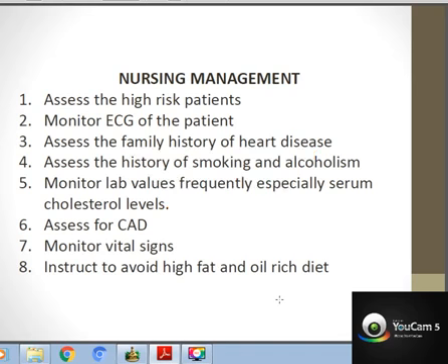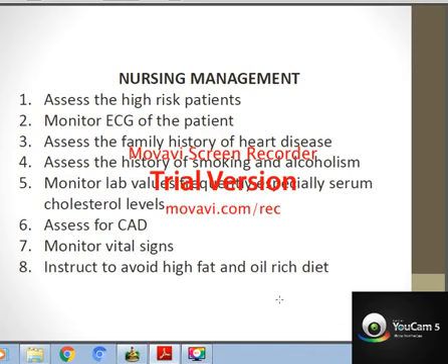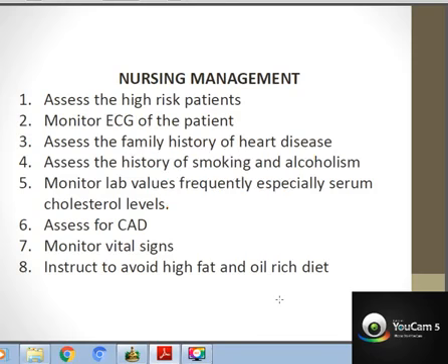Next we will move on to nursing management. Assess the high risk patients. This is very important. You should identify what type of block it is. It is first degree, second degree or third degree, and you see if the patient has clinical signs and symptoms and see who are all in the category of high risk. Monitor ECG. This is a must. So you should put them on cardiac monitor and monitor the ECG.